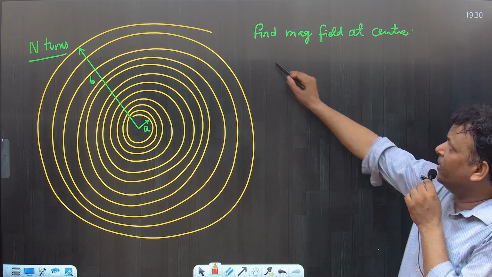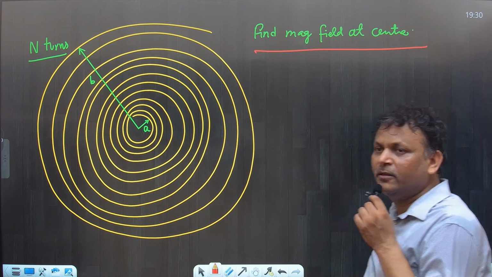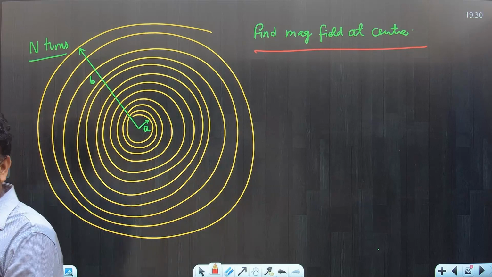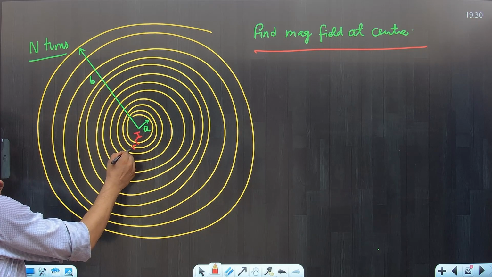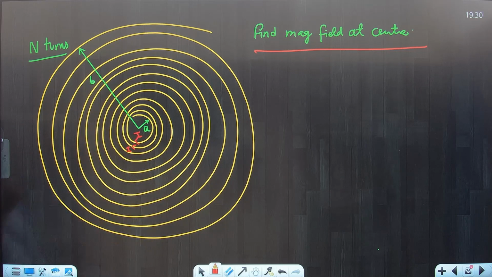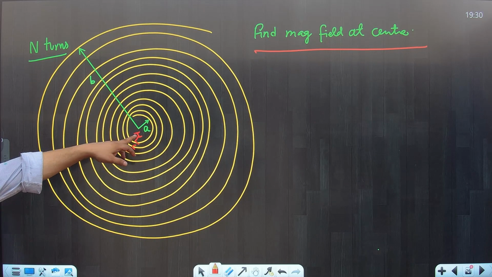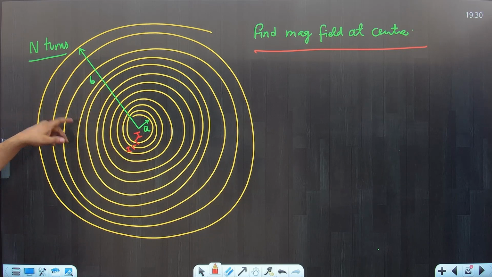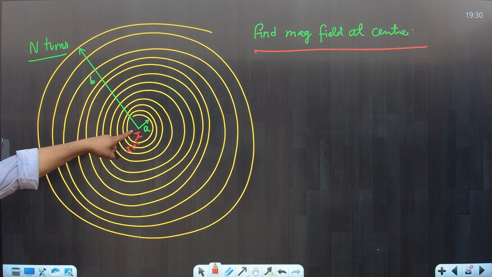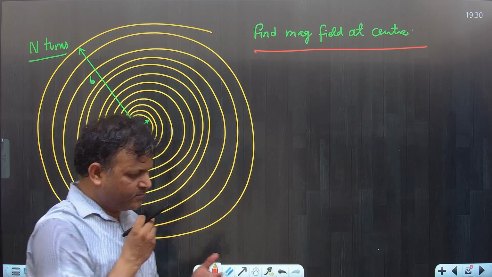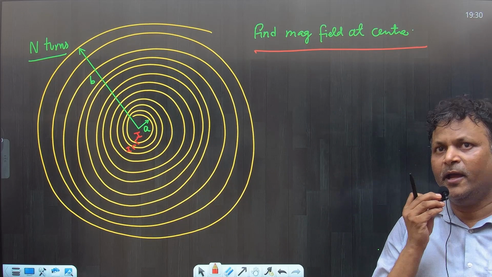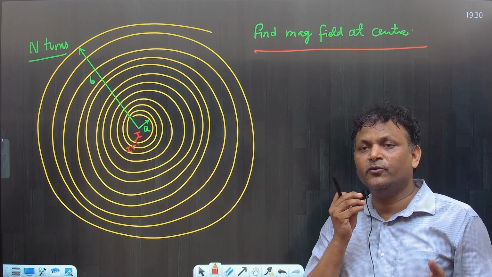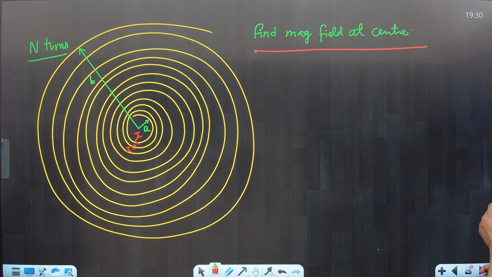Now, use of calculus. There is a spiral. This spiral conductor has current I. I is flowing through this spiral. Its inner radius is A and outer radius is B, and the total number of turns is N. You have to find the magnetic field at the center. Since the radius is changing continuously here, you have to use calculus here, right? So see how we will do it.